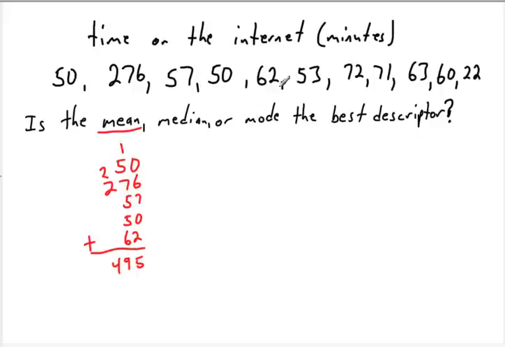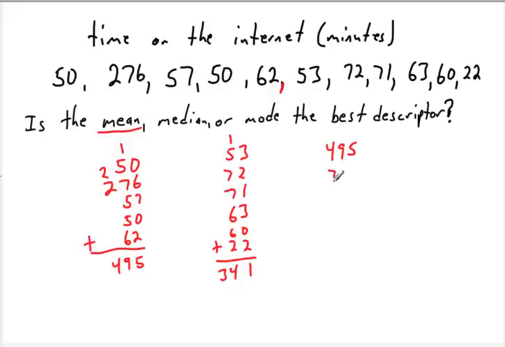That's up to here. And then we have a 53, a 72, a 71, a 63, a 60, and a 22. All right. So 5, 6, 7, 8, 9, 10, 11. And then 6, 13, 20, 26, 32, 34. So now I'm going to combine these two lists. So 495 plus 341. We got 6, 13, and 8.